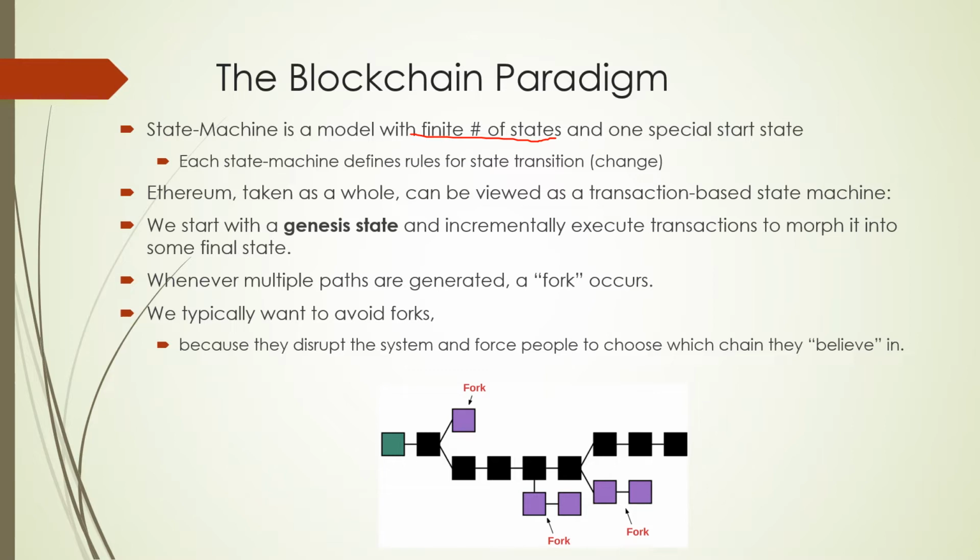And given this introduction about state machines, we can say Ethereum can be viewed as a transaction-based state machine. Why do we call it transaction-based? Because you need to execute a number of transactions to go from one state to the other. We start with the genesis state, that's the start state, and incrementally execute transactions to change the genesis state eventually to some final states.